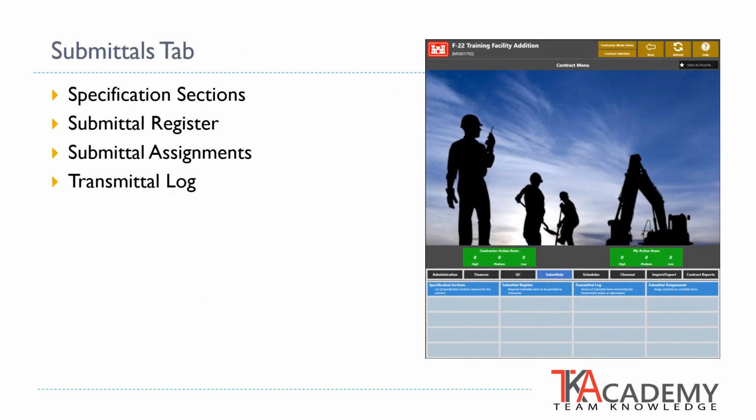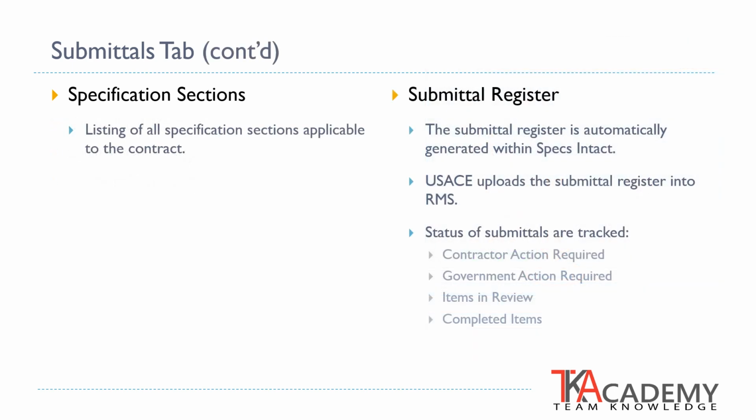The next tab within the Contractors module is the Submittals tab. Within the Submittals tab, there are 4 features for submittals: Specification Sections, the Submittal Register, Submittal Assignments, and the Transmittal Log. The first feature within the Submittals tab is the Specification Sections. This is simply a listing of all the specification sections that are applicable to the contract.